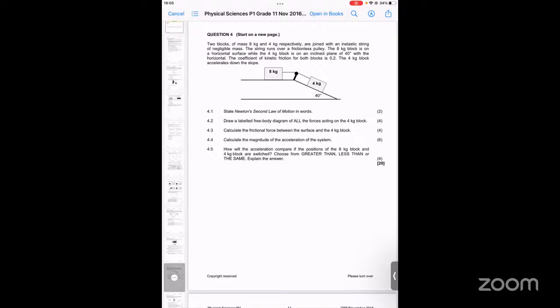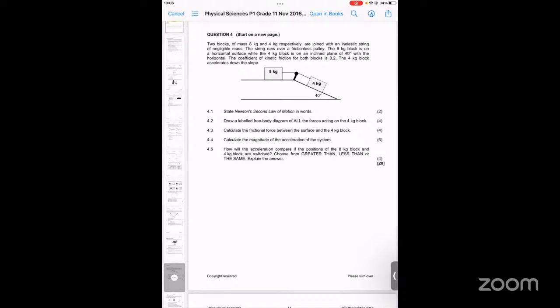with the horizontal. The coefficient of kinetic friction for both the blocks is 0.2. The 4 kg block accelerates down the slope. Okay, so I think most of the information is indeed represented on that diagram, even though not all of the information is written there.